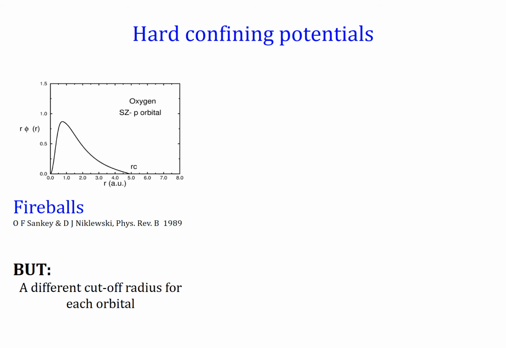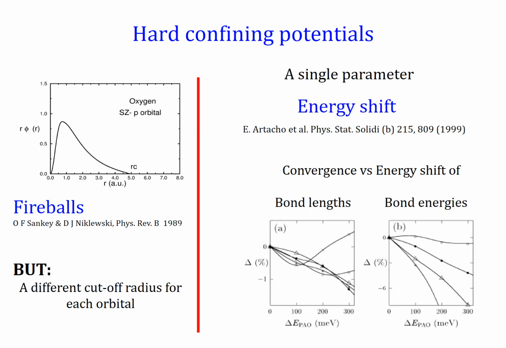In that respect, there was a very useful concept introduced very early on, which is that of the energy shift. It introduces one single parameter that defines how much the energy of the given orbital is raised when we confine it by the wall. And so that would define a relatively well-balanced set of cutoff radii. And you can see there early convergence comparisons of different properties like bond lengths and bond energies as a function of this energy shift as a single parameter controlling the accuracy of the basis in terms of the cutoff radii, the scope of the orbitals.